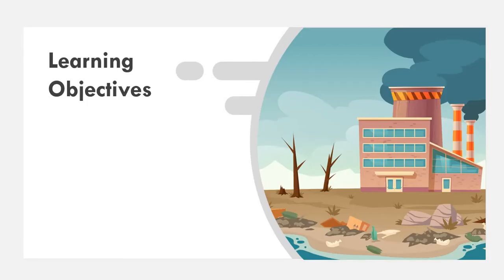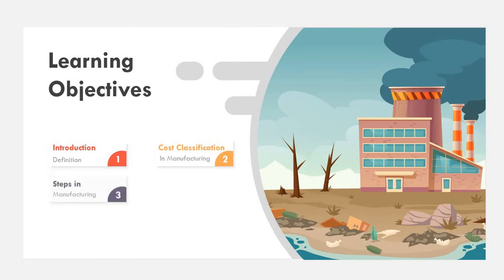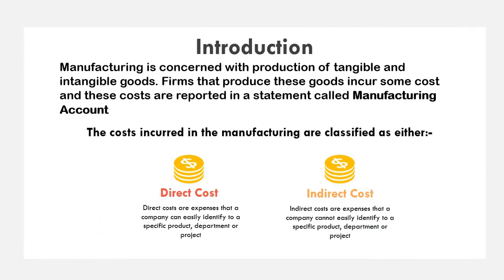At the end of this presentation, ladies and gentlemen, you are required to know the definition of manufacturing account, cost classification, steps in manufacturing, format for manufacturing account, and lastly, preparation of manufacturing account. Manufacturing is concerned with the production of tangible and intangible goods. Firms that produce these goods incur some cost, and these costs are reported in a statement called manufacturing account.